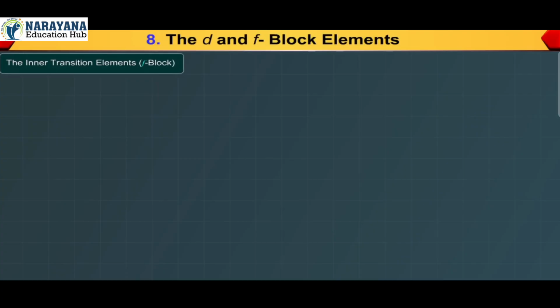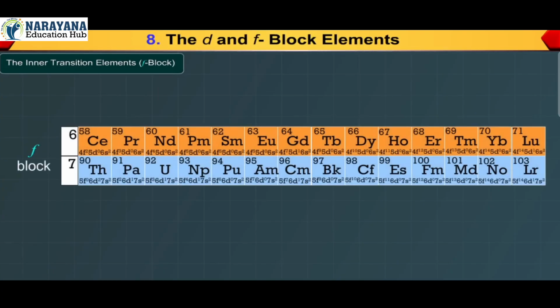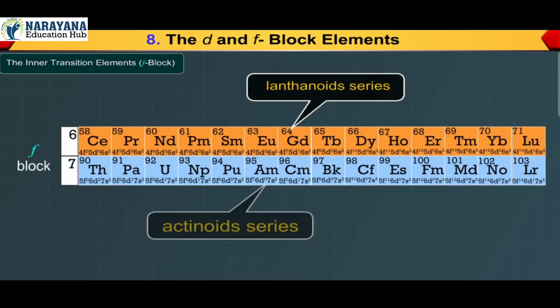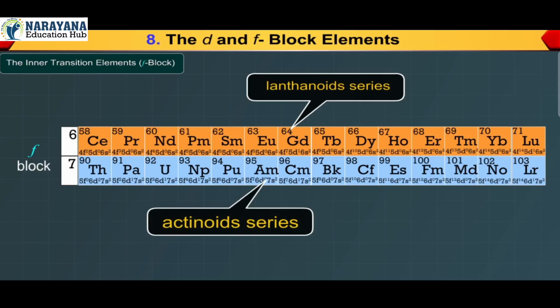The inner transition elements, f block. The f block consists of the two series: lanthanoids, that is, the 14 elements following lanthanum, and actinoids, that is, the 14 elements following actinium. Because lanthanum closely resembles the lanthanoids, it is usually included in any discussion of the lanthanoids, for which the general symbol Ln is often used. Similarly, a discussion of the actinoids includes actinium besides the 14 elements constituting the series.